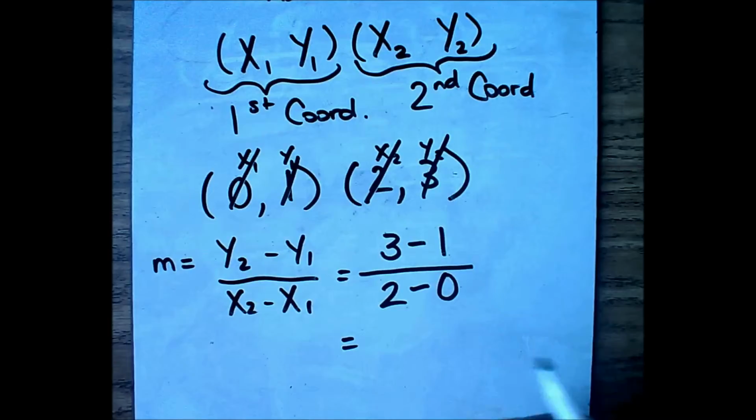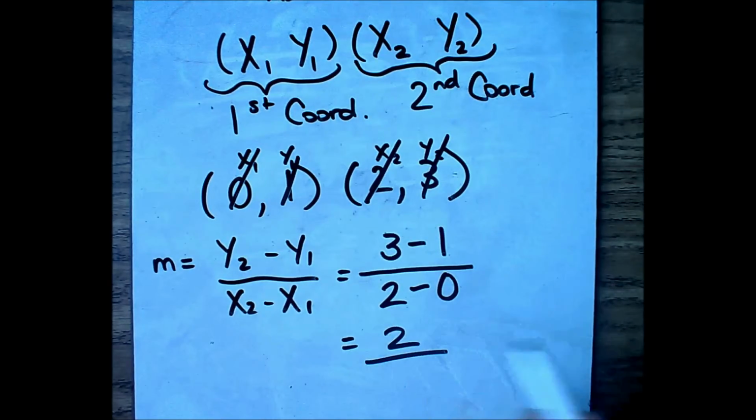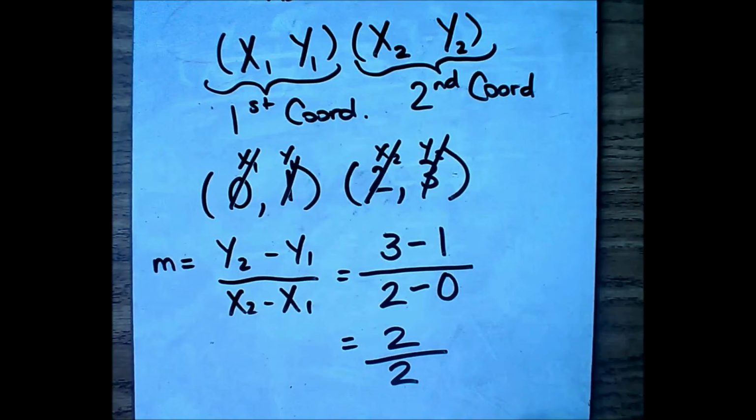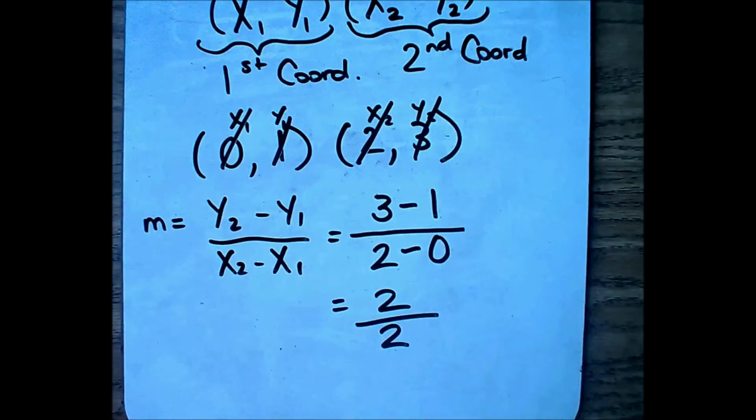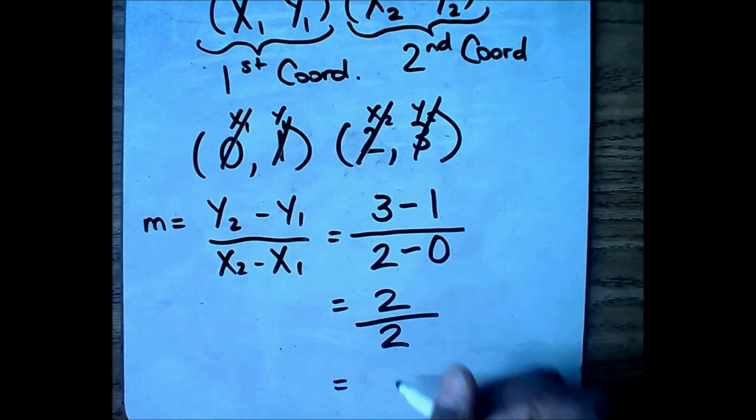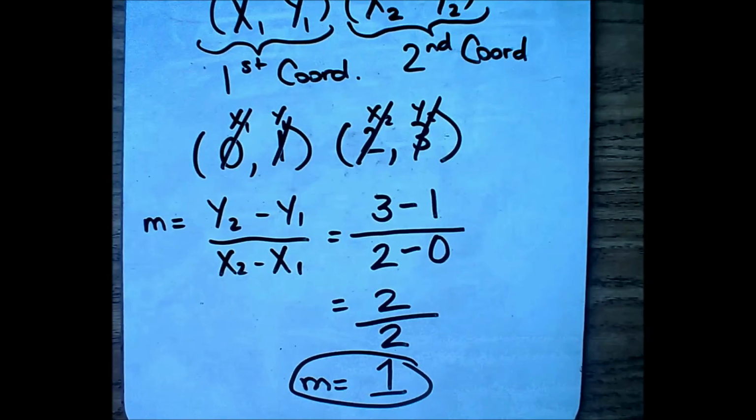So 3 minus 1. If I have 3 and I take away 1, of course that is 2. If I have 2 and I take away 0, of course that is still 2. So I have 2 over 2. I know that can simplify a little bit more. If I have the same number on top as well as the bottom of the fraction, then I know that is 1. So that means that my slope, or m, equals 1.